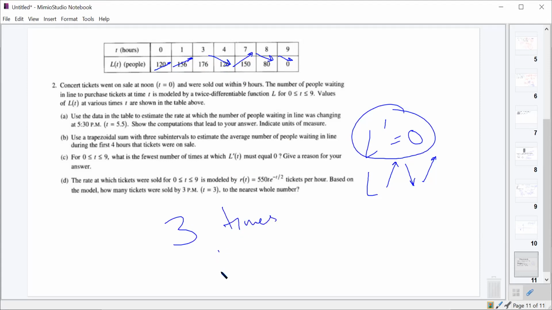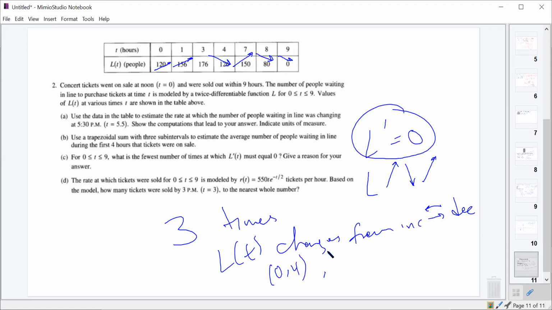And we would say L of t changes from increasing to decreasing, or vice versa, 3 different times. So we know that it happens once between 0 and 4. Really, we could say between 1 and 4. Once between 3 and 7. And another time between, what is it, 4 and 8. So at least 3 times, once on each of those intervals.